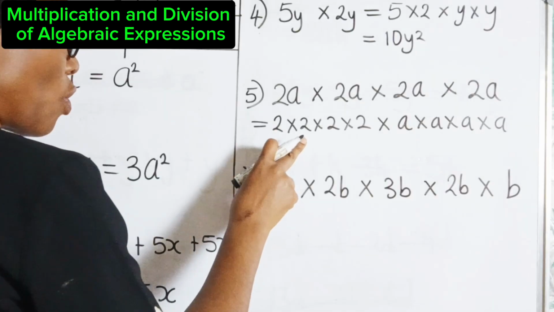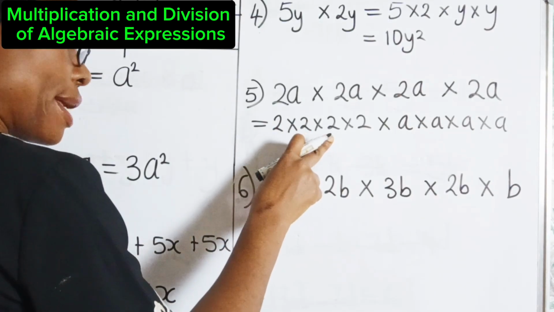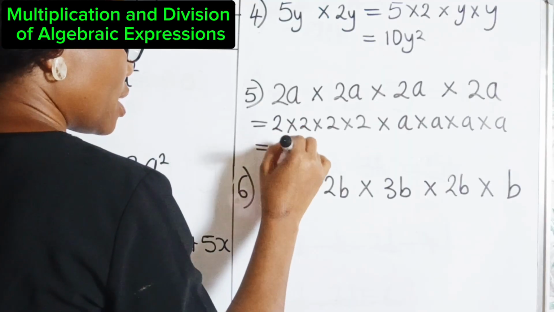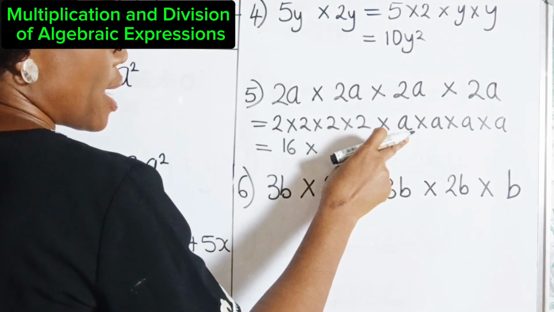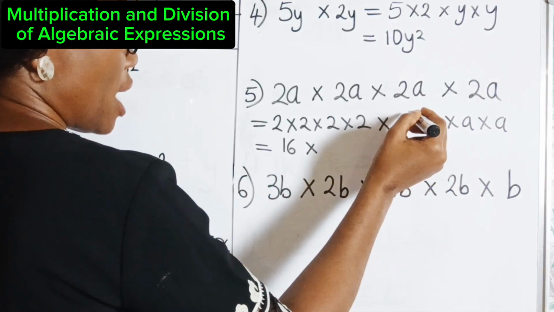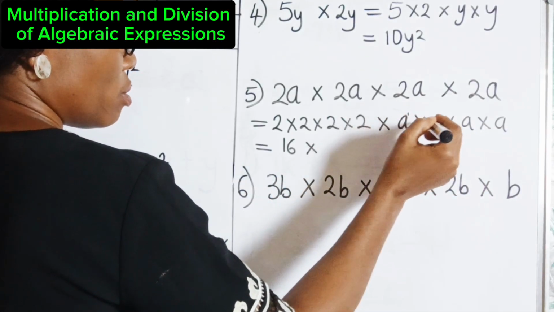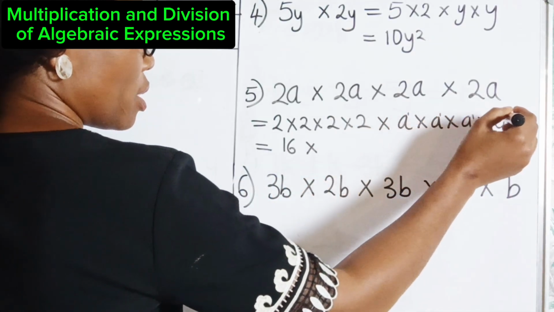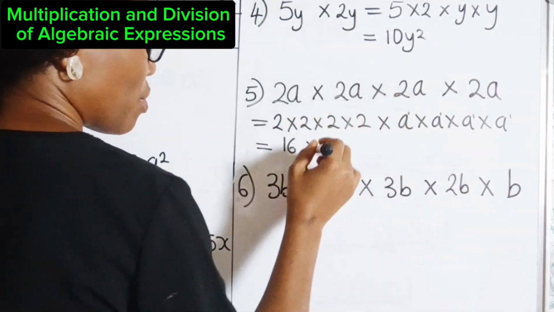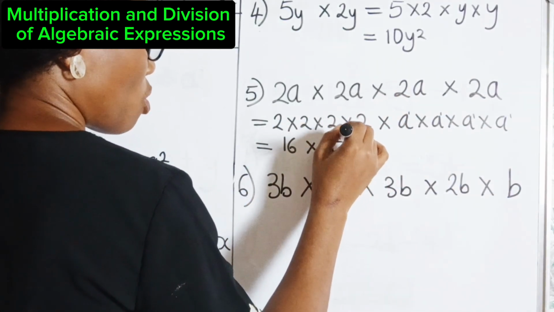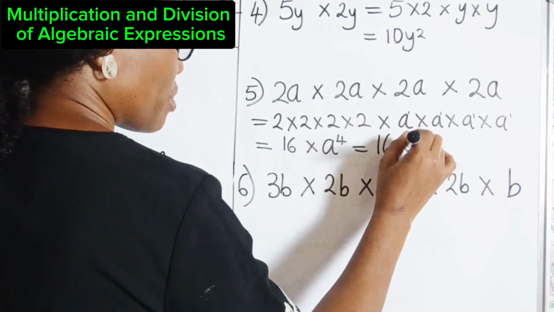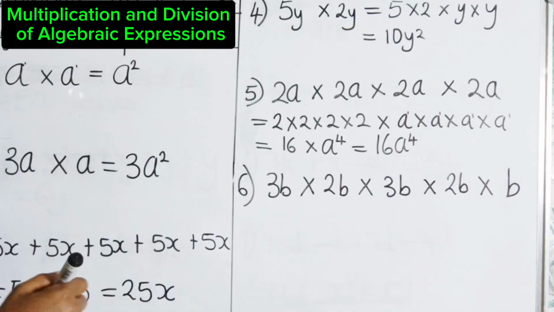So 2 times 2 is 4. 4 times 2 is 8. 8 times 2 is 16. So this is equal to 16 times a times a times a times a. Remember, we have an invisible power 1 on all of them. Okay, so you take one of the base, you add the power. So we are going to have a raised to power 4. So this is equal to 16a raised to power 4.